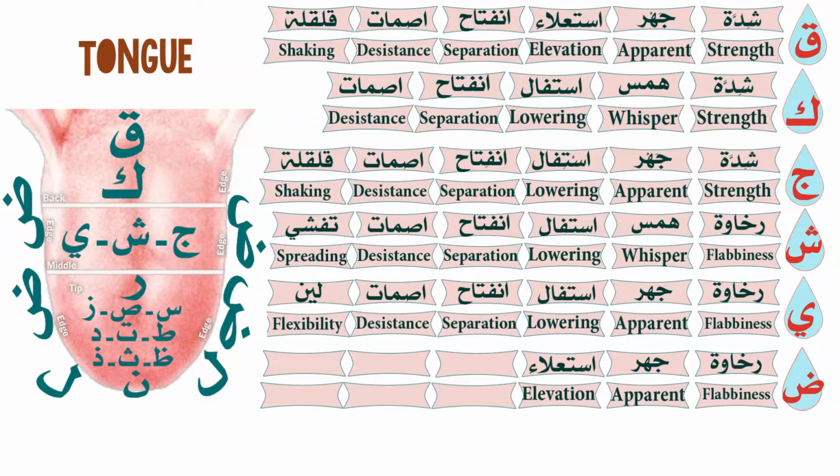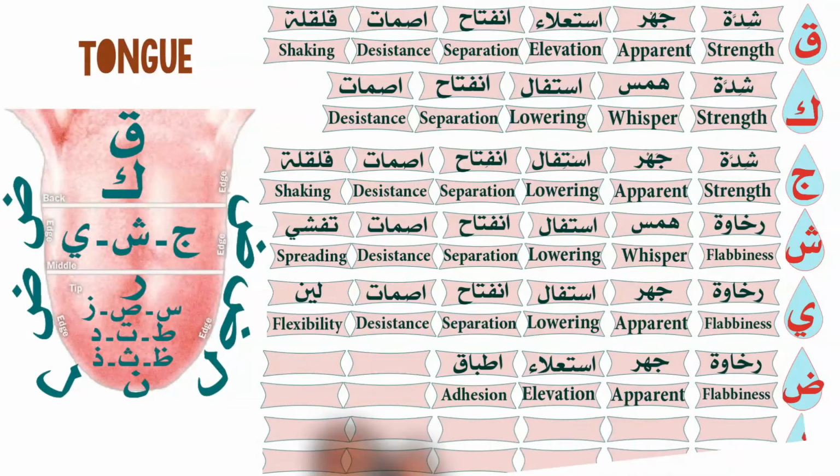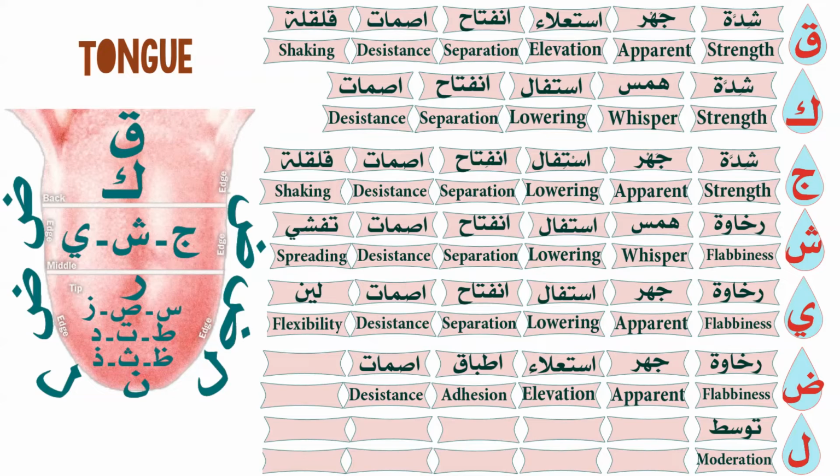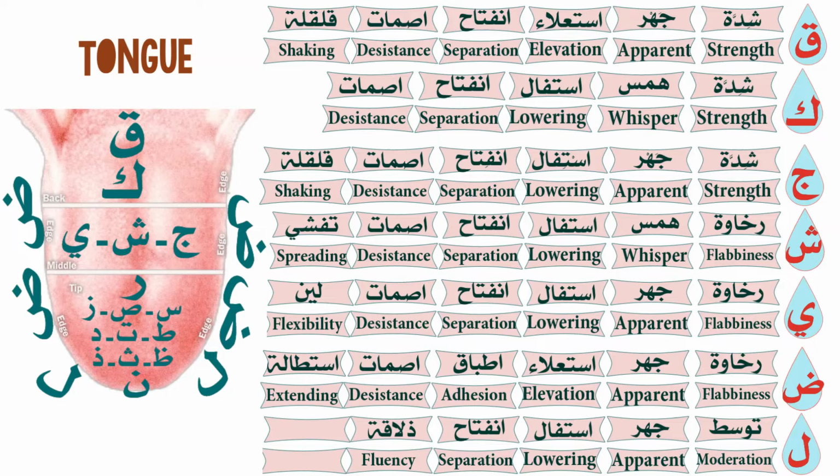Then the edges of the tongue, we have dad and lam. For this area, the dad characteristics are رخاوة, floppiness, جهر, apparent, استعلاء, elevation, إطباق, adhesion, إصمات, resistance, and استطالة, extending. While the lam has توسط, moderation, جهر, apparent, استفال, lowering, انفتاح, separation, and here ذلاقة, fluency, and also one of the characteristics without opposites, which is انحراف, drifting.